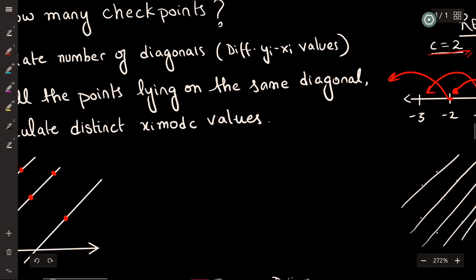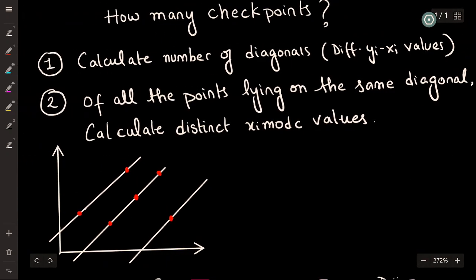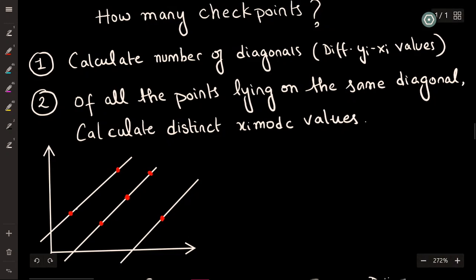So let us summarize this in order to calculate how many checkpoints we need. We're going to perform two steps. Firstly, calculate the number of diagonals. We're going to calculate the number of diagonals by calculating the various distinct yi minus xi values. And when we've segregated these endpoints into their respective diagonals, then we're going to investigate each diagonal separately. Of all the points lying on the same diagonal, calculate the distinct xi mod c values.